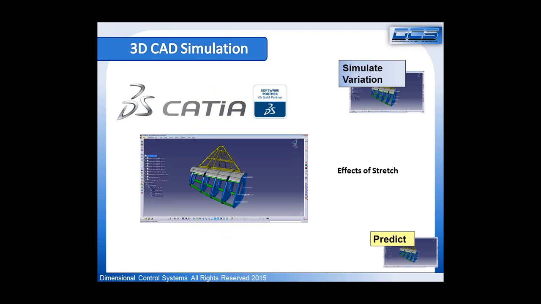So the first element of this is understanding the effects of stretch or flex or springback based on doing simulation in a 3D CAD environment. In this case, we're using a CATIA-based application, 3DCS, for executing variation analysis.